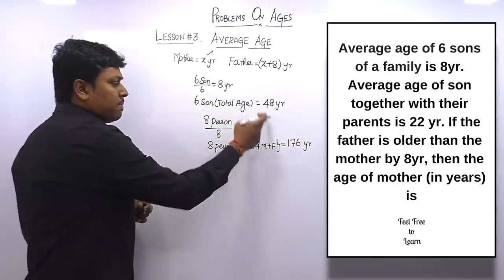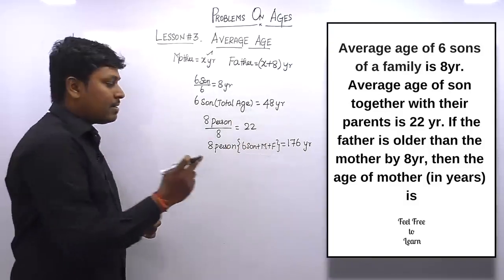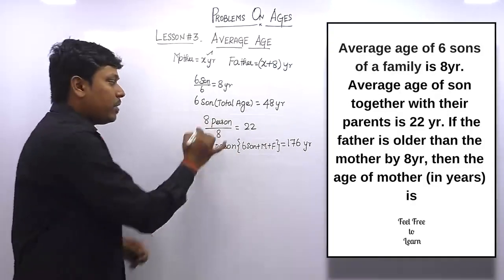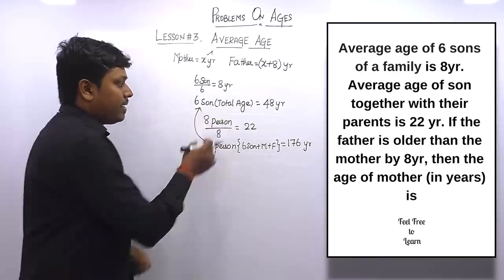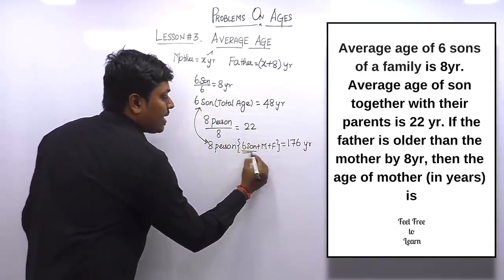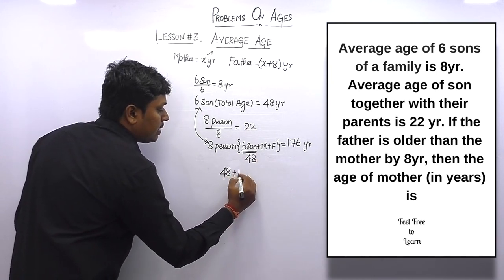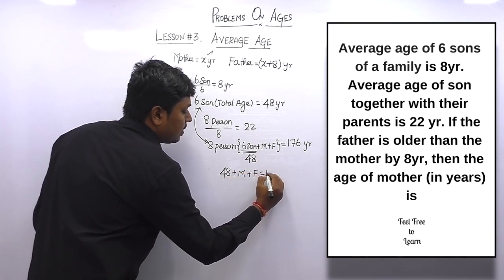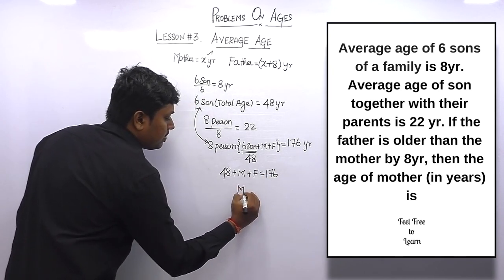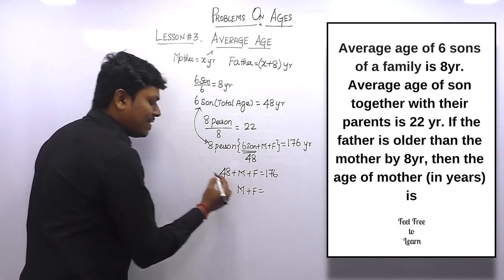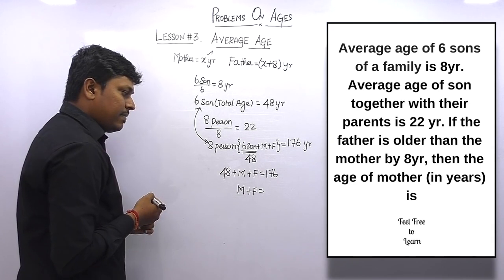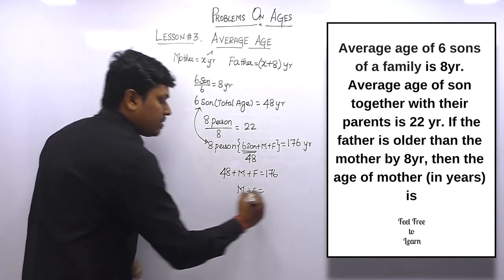I think once you subtract both the values, you will get an answer that is the father and mother alone, right? I'm going to subtract both the equations. In terms of the 6 sons, here you can directly substitute this 48. So 48 plus the mother and father will be 176. So the mother and father's age will be 176 minus 48, which is 128.